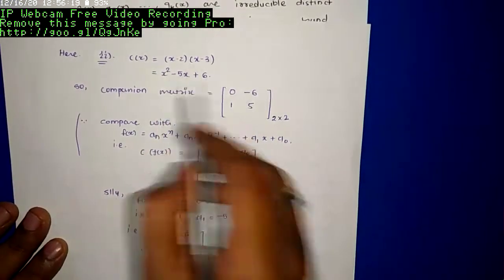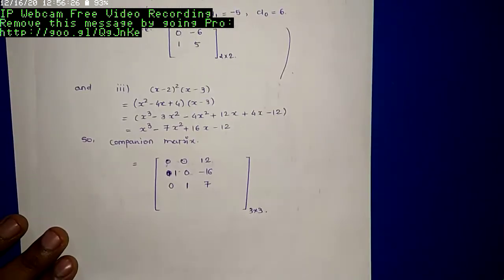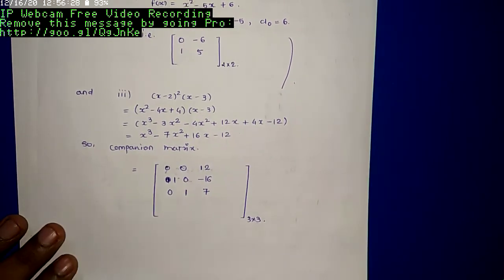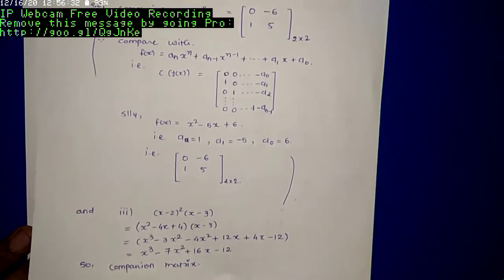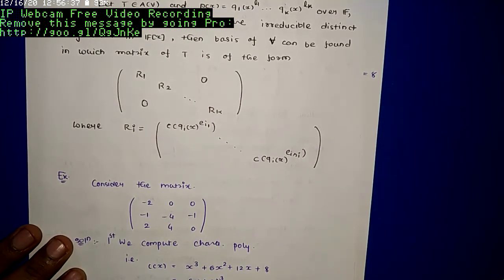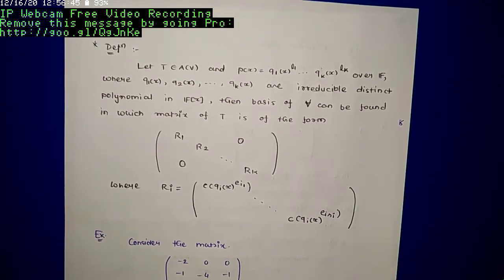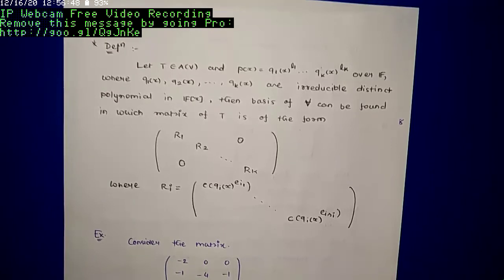This is your companion matrix for the second one, and here I write the answer. Okay, so I hope all of you are very good at finding the companion matrix. Now we are not interested only in finding a companion matrix, because we want to study the rational canonical form, and for that we need to find the companion matrix. Okay, now I define rational canonical form.